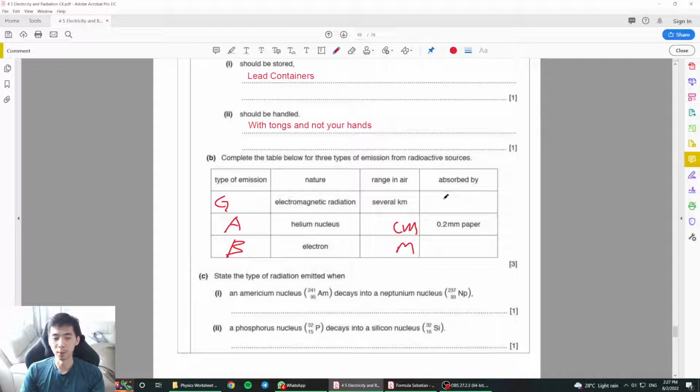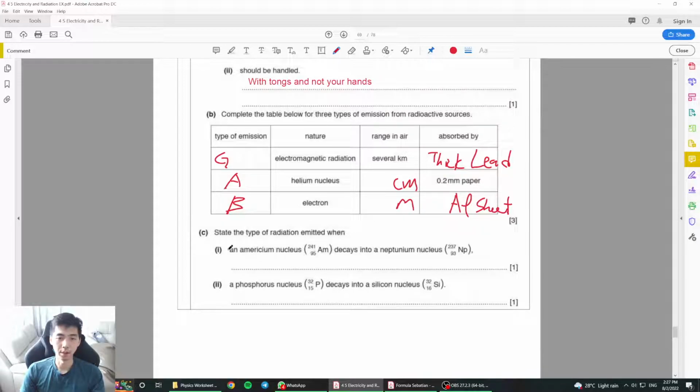Absorbed by, obviously, thick lead, right? Take lead here, then this one is absorbed by aluminium. Even thin aluminium is acceptable. Just write aluminium is acceptable. Aluminium sheets or whatever. Okay.